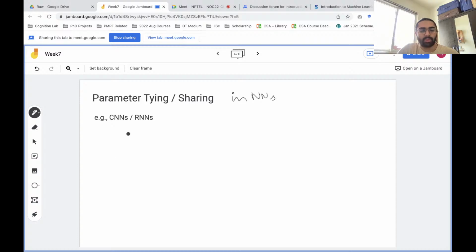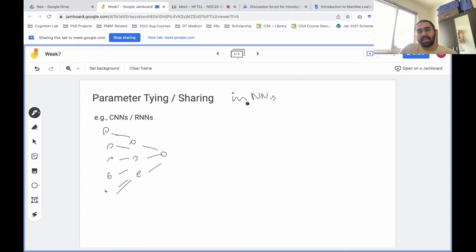One motivation of this parameter tying approach comes from the fact that when you have a lot of parameters, for example in a neural network like this, as the data grows in its features, the number of parameters we use to represent it in a neural network will also grow proportionally.